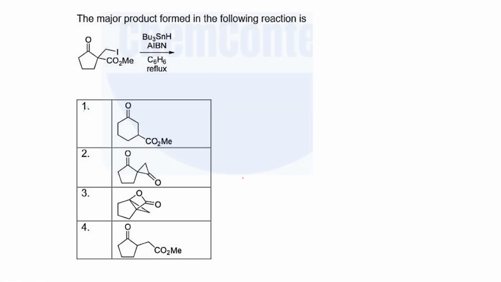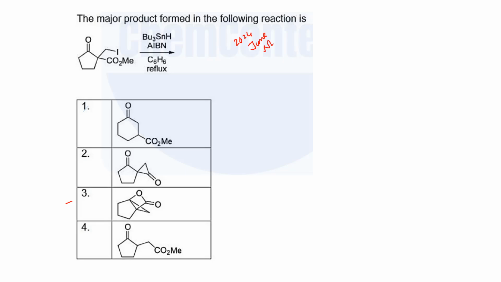The first question: in the last class I have already discussed some questions based on this tin metal. So there are some questions remaining, and today I am going to discuss that. What is the major product formed in the following reaction? This question came in June 2024, CSIR NET examination.